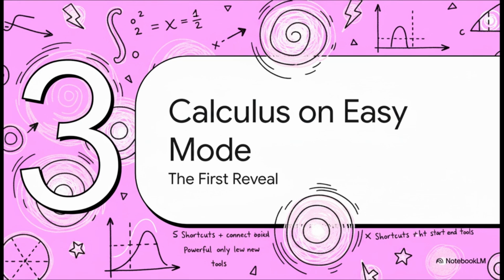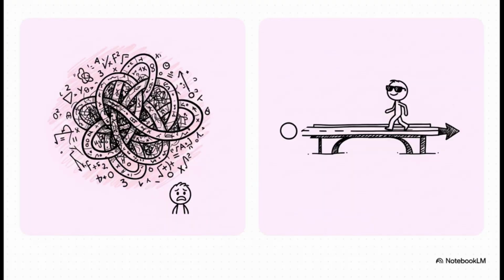All right, you ready for this? Let's go back to that scary-looking problem from the beginning, but now we're bringing our new secret weapon with us. Let's put this calculus on easy mode. I mean, just look at the difference. On the left, you've got that whole mess of parameterization we talked about. And on the right, it's just 2 steps.